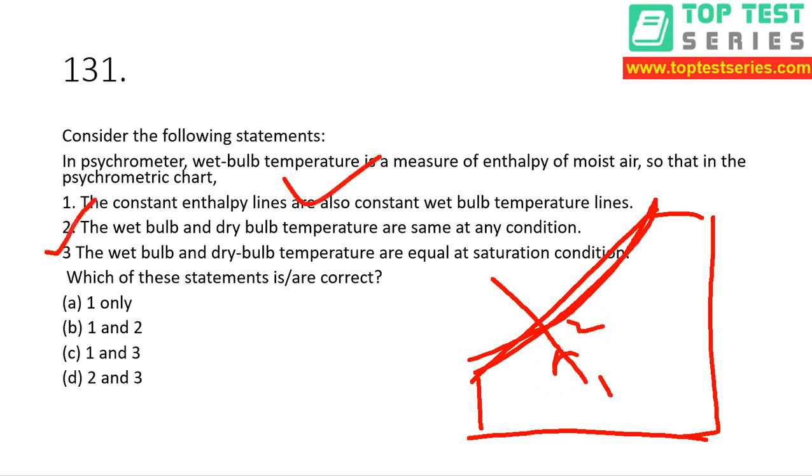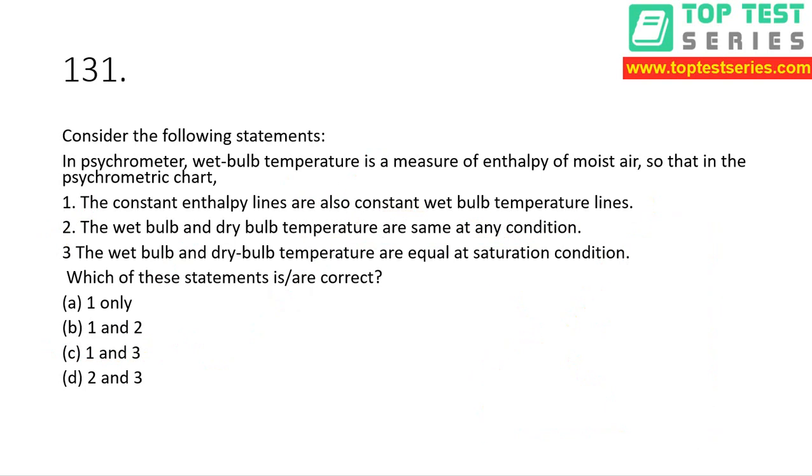Now, next. Wet bulb temperature and dry bulb temperature are same at any condition. No, my dear. These are not same at any condition. These are same only at saturated condition. It is in the third statement itself. Wet bulb and dry bulb temperature are equal at such a condition. That means, my dear, the second statement is wrong. So first and third statements both are correct. Therefore, option C is the correct answer for this question.